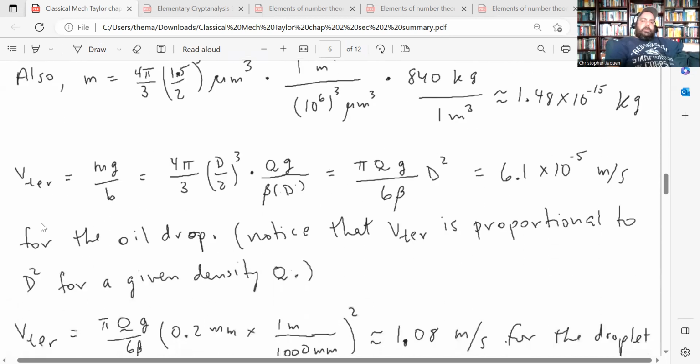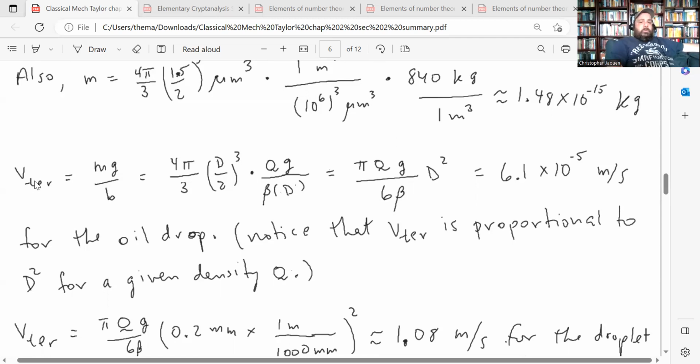Okay, and then we can calculate the terminal velocity, which again is given by mg over b. And then here I'm just rearranging some things because we'll use this formula for a couple things, but let me just say what the value is. So mg over b, when you plug in all the numbers, gives you 6.1 times 10 to the minus 5 meters per second. So for the oil drop, that's the terminal velocity, right? Approximately.